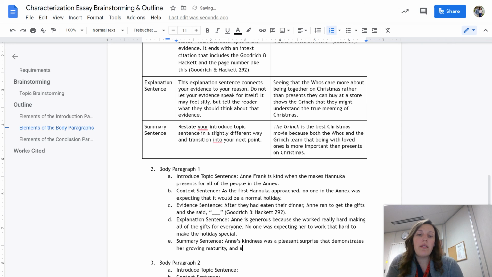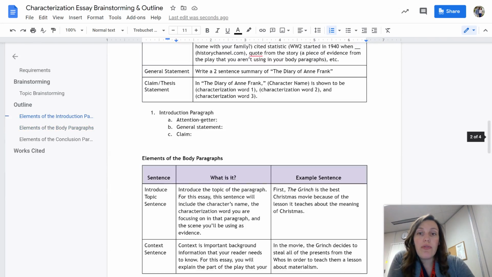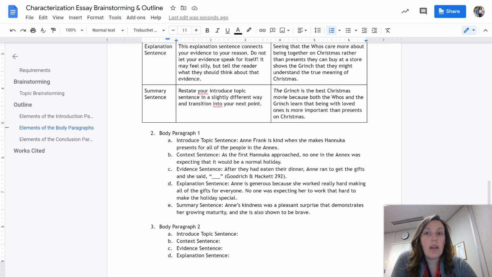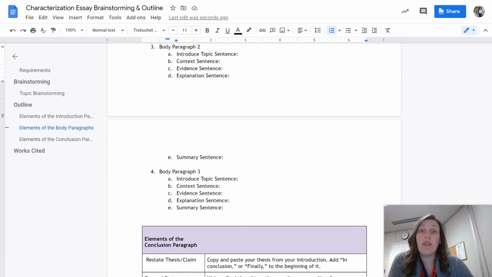And she is also shown to be brave. So if my next paragraph was brave, in this sentence you see both this paragraph's focus word, which is kindness, and the next paragraph's focus word, which is brave. All right, so that is the directions for body paragraph number 1 and the introduction paragraph. And then we'll work on the rest later. So that's all you have to get done today.